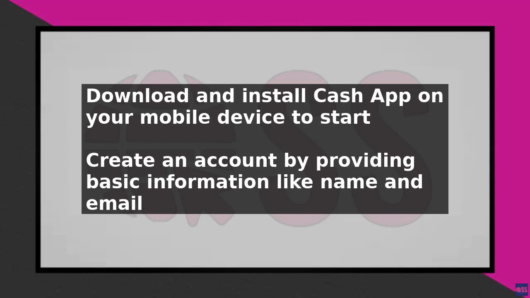To save money with Cash App, start by downloading and installing the app on your mobile device. Once you have the app, create an account by providing some basic information such as your name, email address, and phone number. After setting up your account, link your bank account or debit card to the app to enable transactions.